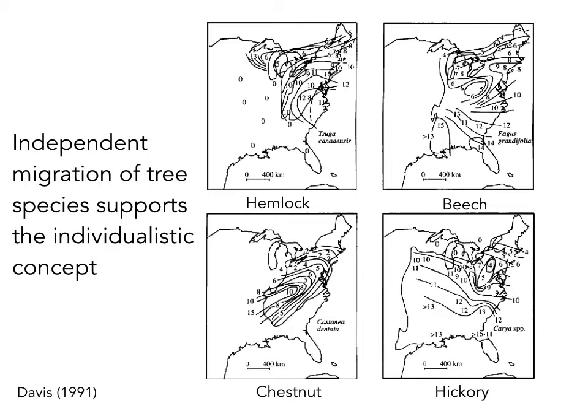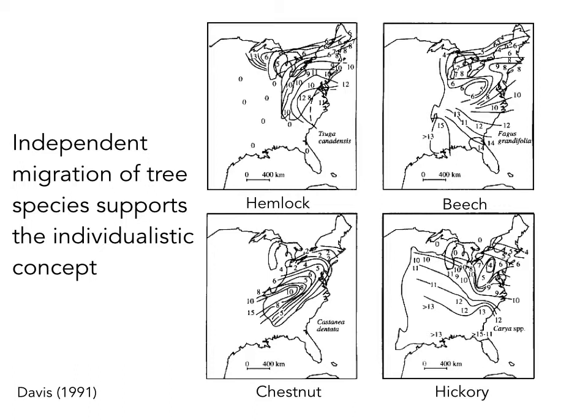You can see that 15,000 years ago it was in the southwestern portion of eastern North America, and that as the glaciers, as the ice sheets, receded with the warming of the climate, chestnut migrated north and east towards the northeastern United States in the direction of Maine. And so on with hickory, beech, and hemlock. Each one shows its own individualistic path of migration as the ice sheets receded.